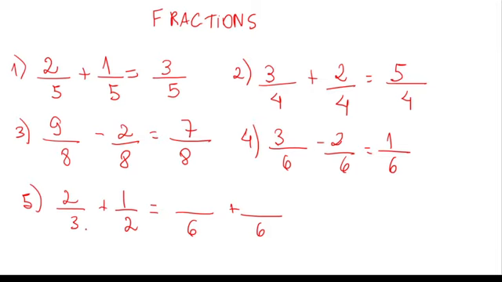6 divided by 3 is 2. 6 divided by 2 is 3. Then I multiply. 2 times 2 is 4. 3 times 1 is 3. Now I can add. They have the same units, and I do 4 plus 3 is 7.